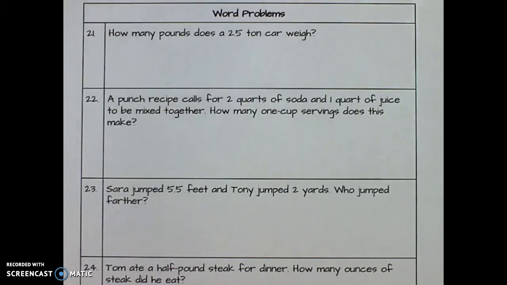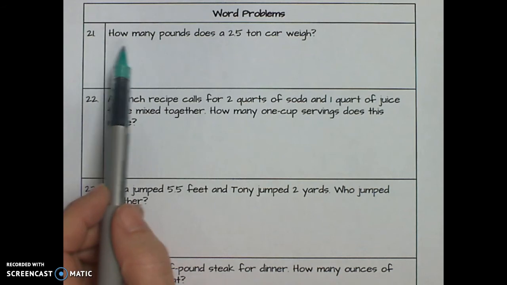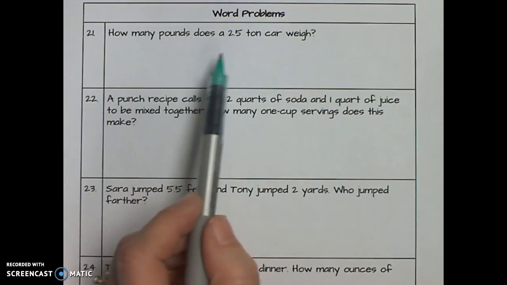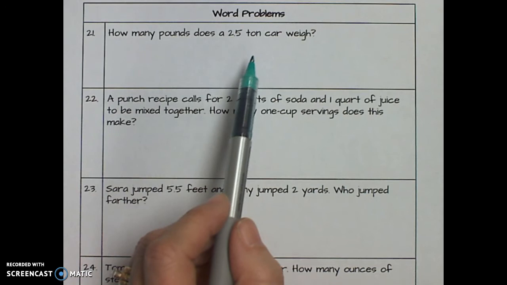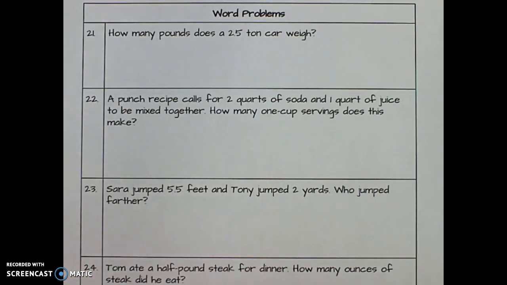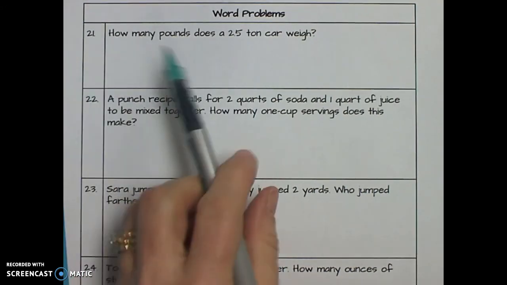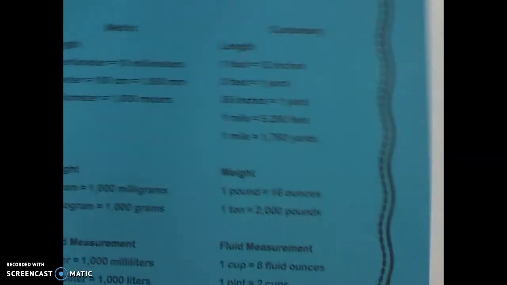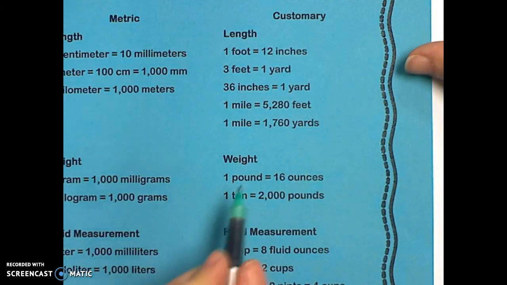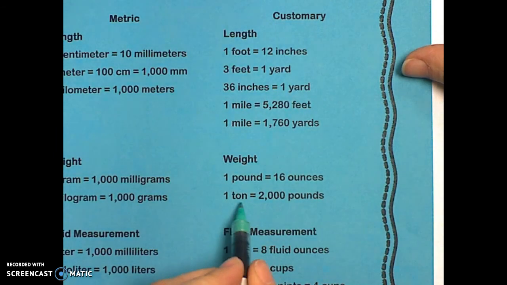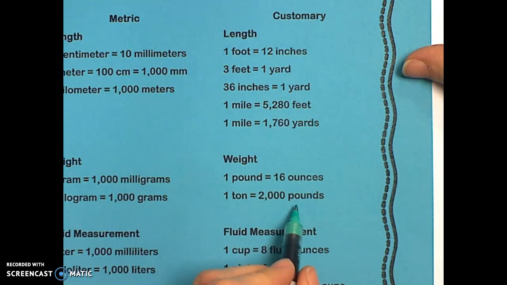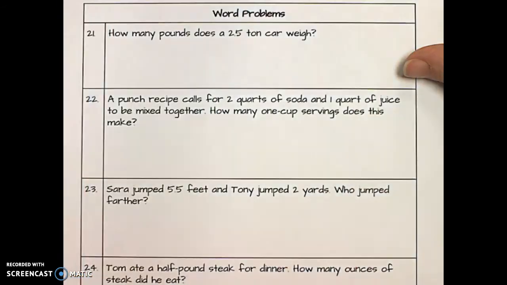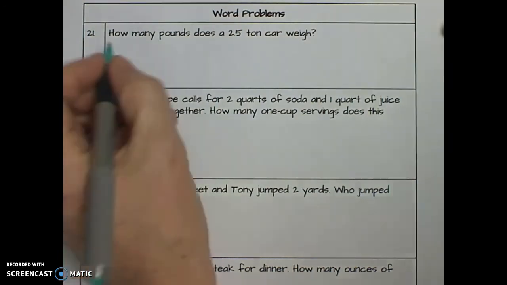Okay, this is the last page, and it says word problems. I'm going to help you with question 21. This question says, how many pounds does a 2.5 ton car weigh? That's a lot of pounds. So we need to be looking at something with pounds and tons. Right over here under weight, I have 1 ton equals 2,000 pounds. So I'm going to write that hint.